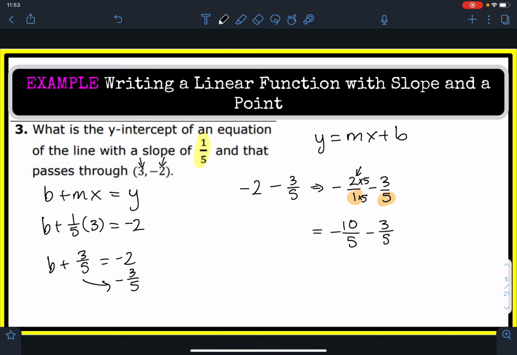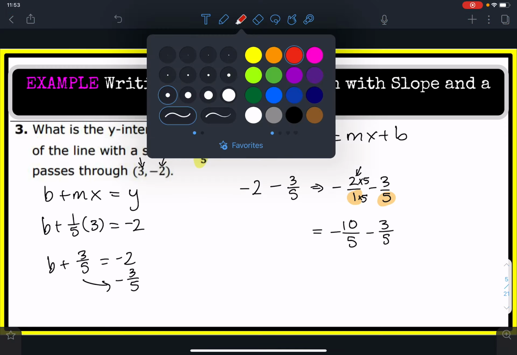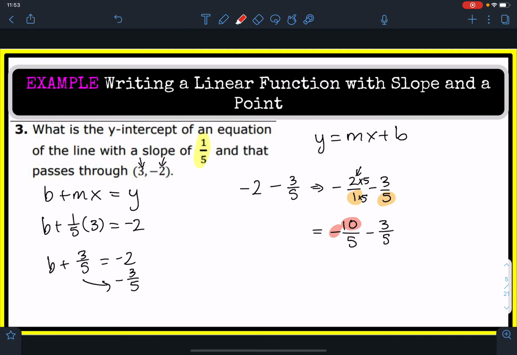And there, now as a result, with the denominators being the same, I can now subtract the top numbers. So I can subtract -10 minus +3, and that's going to equal -13. So -13/5. That's the value of b. b is equal to -13/5. So this is equal to that.